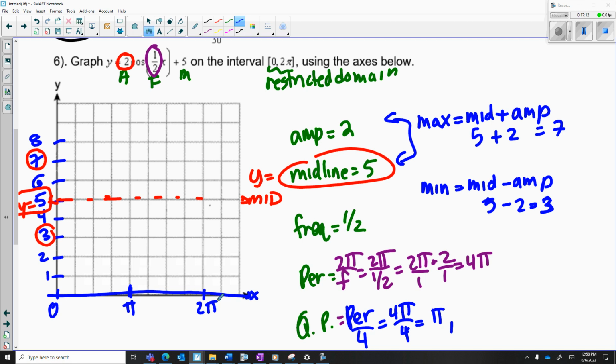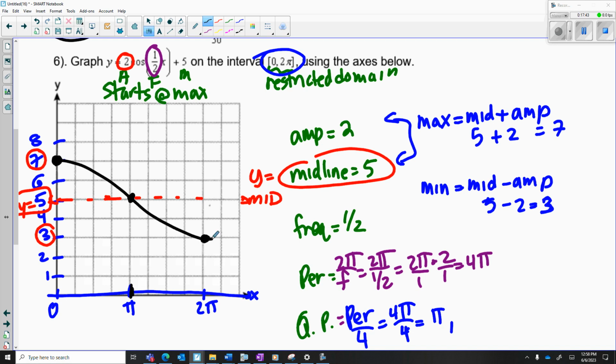But the problem is they didn't ask me to do one full curve. They asked me to only go to 2 pi. So keep that in mind. This is a cosine curve. Cosine starts at the maximum. It's a positive cosine curve. So we're going to start at our maximum, which is 7. Circle that. Then we want to hit our midline at our first quarter point. Then we want to go to our minimum, and then we're kind of done. So we're going to connect the dots and see what we have here.